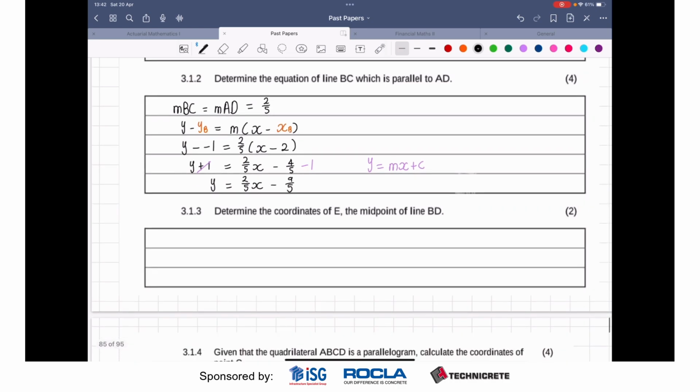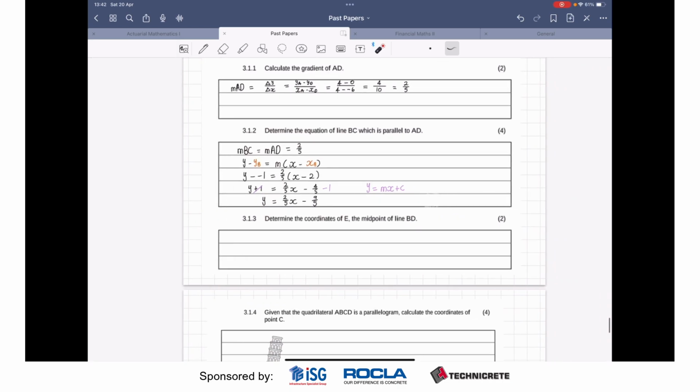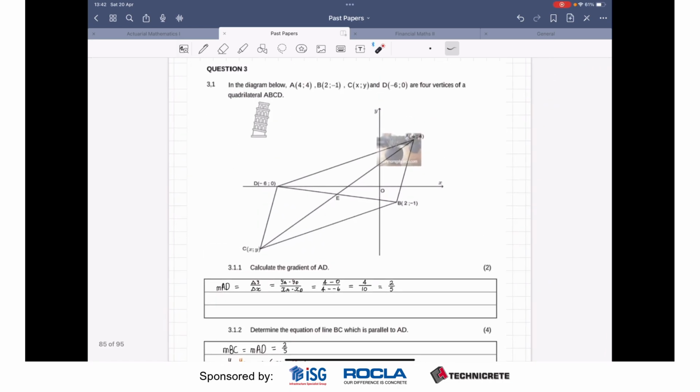Right, then I'm asked to determine the coordinates of E, which is the midpoint of the line BD. So go back to my diagram. So this is BD and then this is E. And I'm told that E is the midpoint, so I can just use the midpoint formula for these two coordinates to find the coordinates of E.